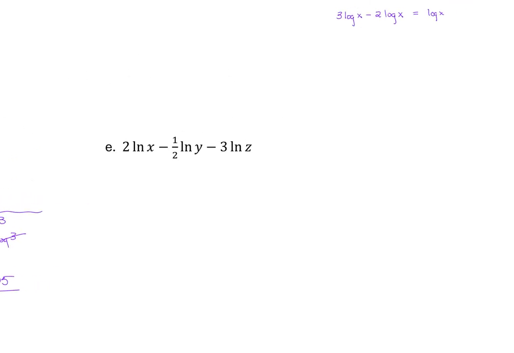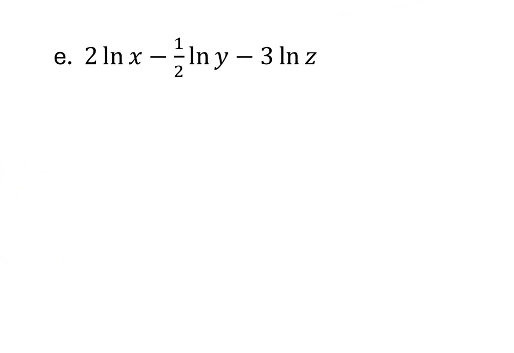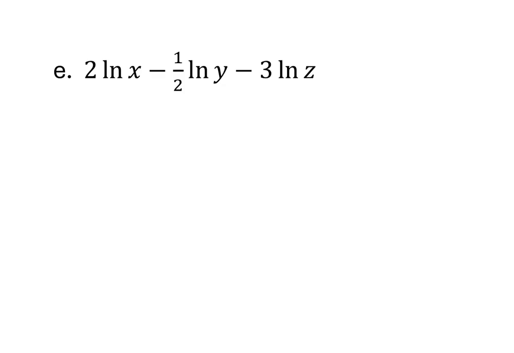Is this the last one? I think it is. Okay, we have 2 natural log of x minus 1/2 natural log of y minus 3 natural log of z. All right, before we can combine these, we have to get rid of the coefficients. In the last slide, remember that we took our exponents and we moved them down as coefficients. And so this one, we're going to do the exact opposite. We're going to move our coefficients up to be exponents.